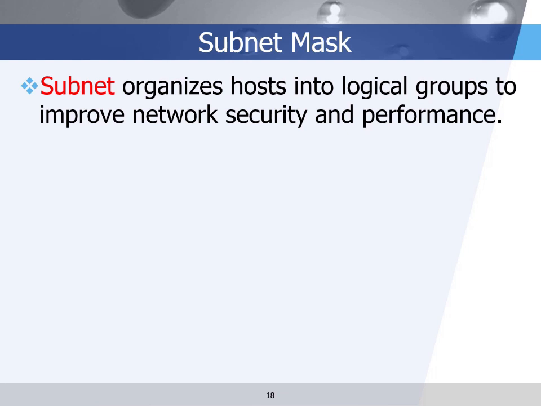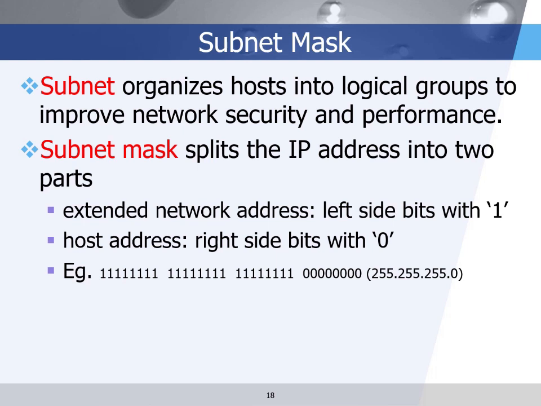Another concept is called subnet mask. Subnet can organize the hosts into logical groups to improve the network security and performance. And we can use the subnet mask to split the IP address into 2 parts. The subnet mask is a bit string. For example, this one is a subnet mask, and we use 1s to represent the network number, and we use 0s for the machine number. So this subnet mask is 255.255.255.0.